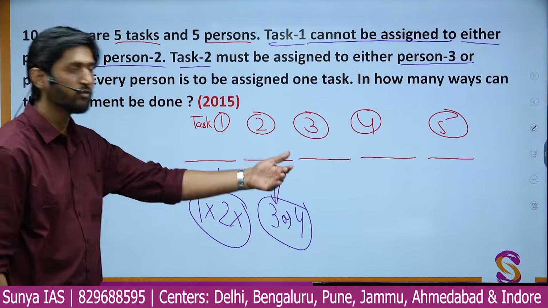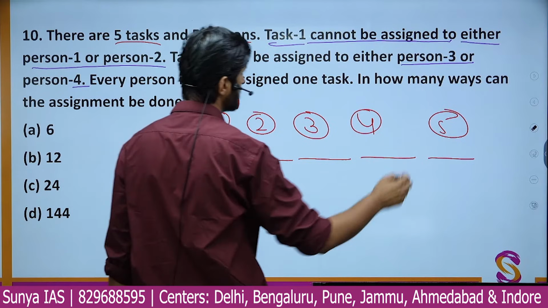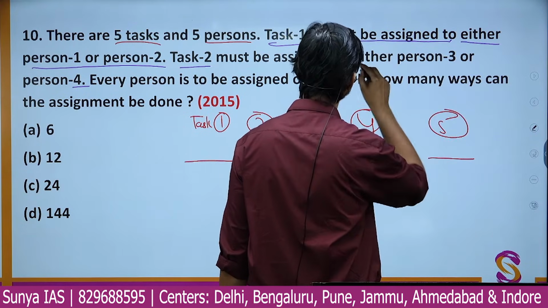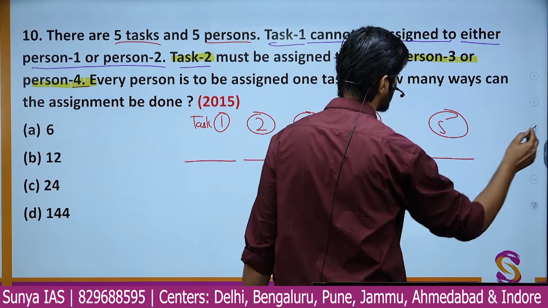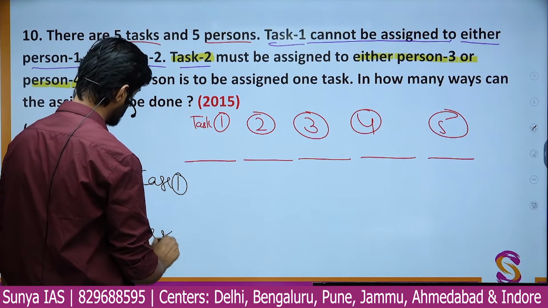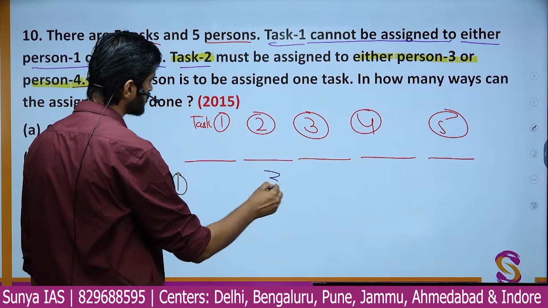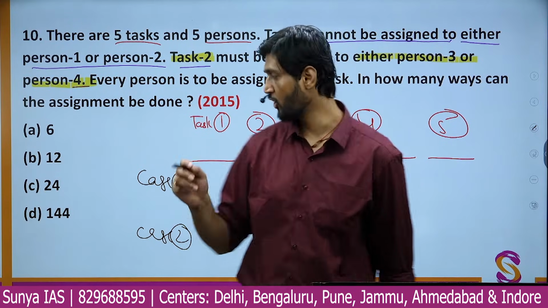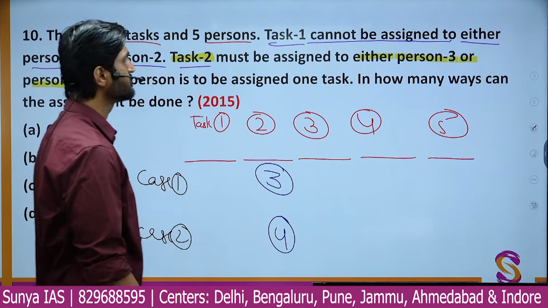So in this question also, we will have to think of various cases. And there will be 2 cases possible. Since the second task has to be assigned to either person 3 or person 4, we will have 2 cases. We will have the first case and we have the second case. In the first case, we assign the second task to 3 and lock it here. Similarly, in the second case, we assign the second task to 4 and lock it at this position. So in case 2, the task is assigned to person 4, right?